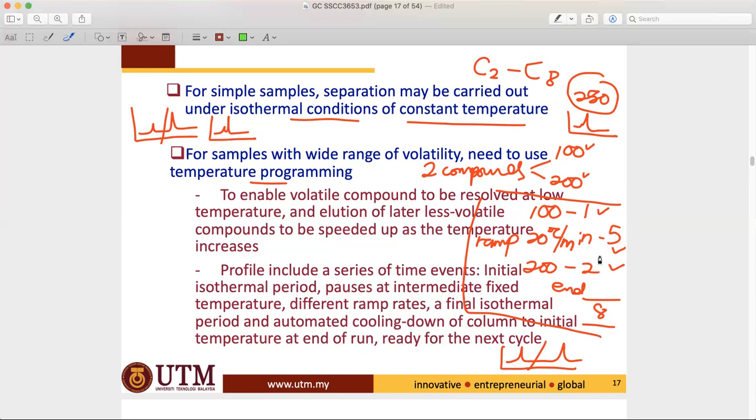You can minimize the time because you can change the ramp, you can change the constant temperature, the constant time here. For example, for 100 Celsius, if you want to change to 0.5 minutes also can. For 200, you can change to 1 minute also can. Even this ramp, you can change it to 30 Celsius per minute or 40 Celsius per minute. But you also need to figure out the effective or optimum time to achieve a separation. That's how temperature programming helps you in having a good separation.